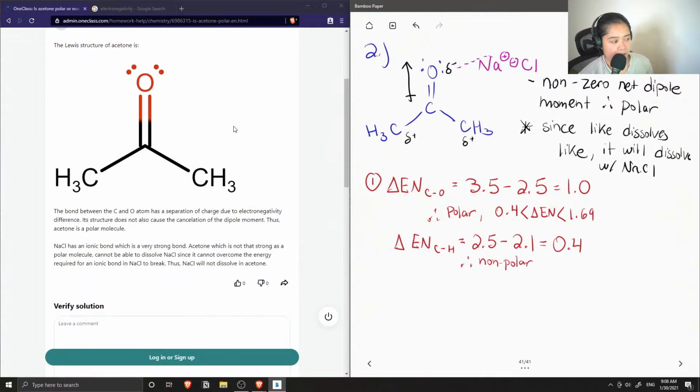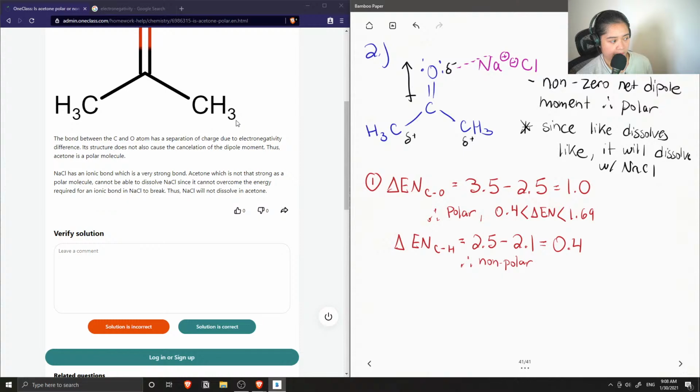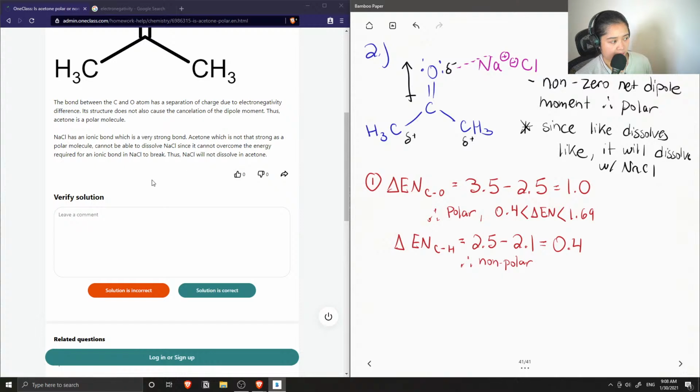Okay, so the junior tutor said that the bond between the carbon and oxygen has a separation of charge due to electronegativity difference. Its structure does not also cause the cancellation of the dipole moment, thus acetone is a polar molecule. Sodium chloride has an ionic bond, which is a very strong bond. Acetone, which is not that strong as a polar molecule, cannot be able to dissolve sodium chloride since it cannot overcome the energy required for an ionic bond to break.